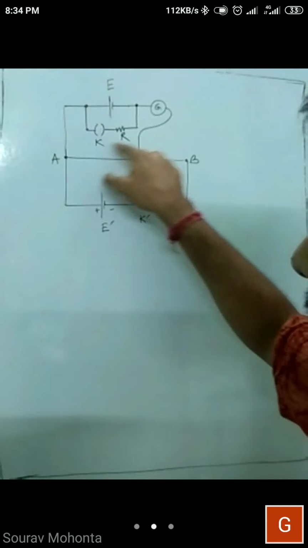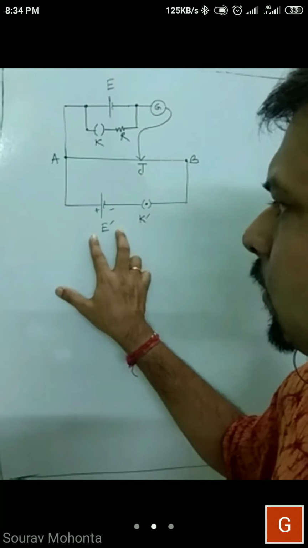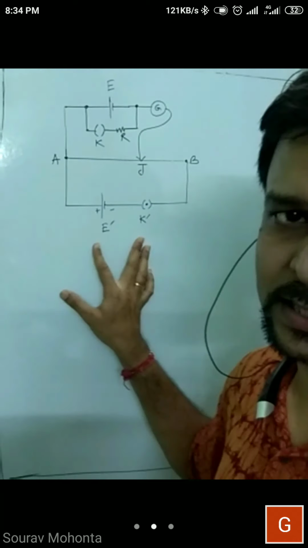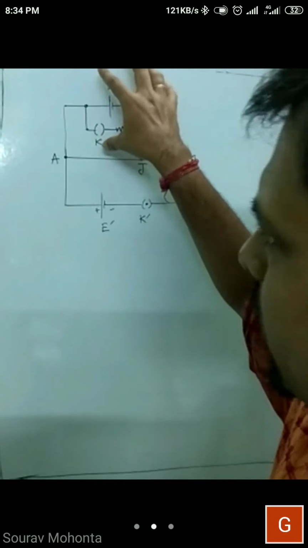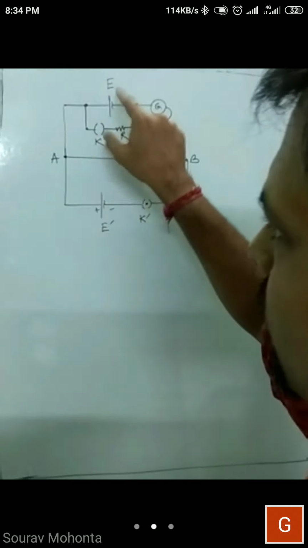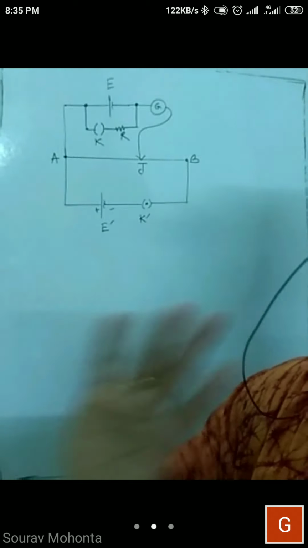E dash is the supply EMF. The unknown is always connected with the galvanometer. Keep that in mind. The EMF which is connected with the galvanometer is the unknown.